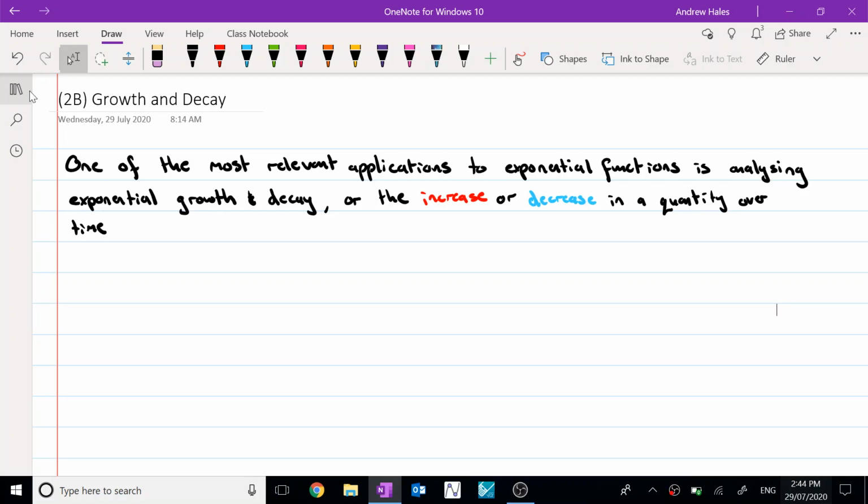Alright, continuing on with our exponential topic, we're going to move on to growth and decay, which is probably the more of the application style questions that you're going to get on this topic. So one of the most relevant applications to exponential functions is analyzing the exponential growth or exponential decay of a certain quantity, or the increase or decrease over time, okay?